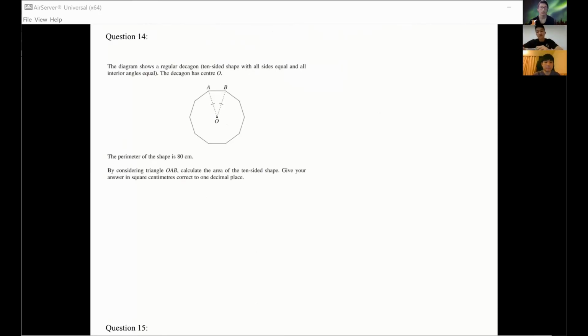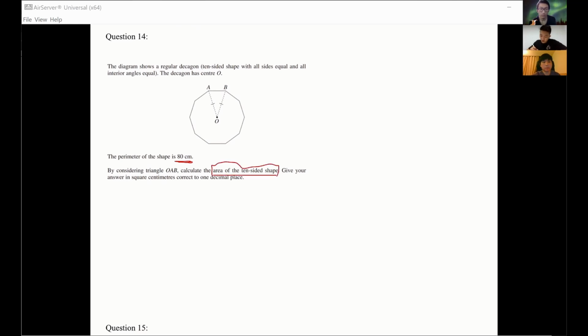Now, question 14. The diagram shows a regular decagon, a 10-sided shape with all sides equal and all interior angles equal. The decagon has a center O. The perimeter of the shape is 80 cm. By considering the triangle OAB, calculate the area of the decagon.